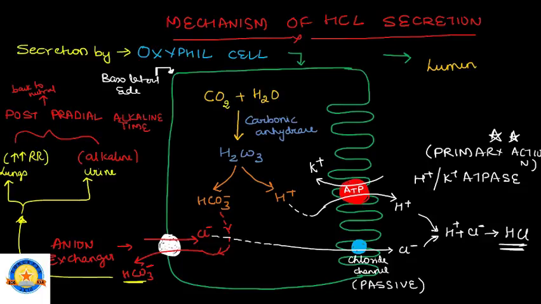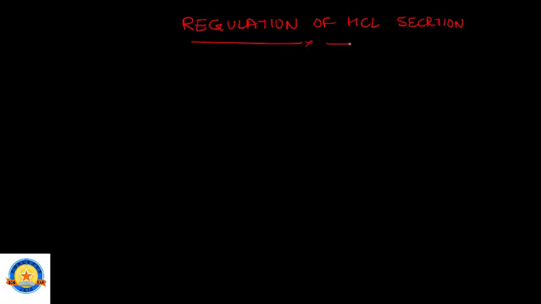Okay, so we will move on to the next topic. The next topic is called regulation of gastric secretion, regulation of HCl secretion. That also we will learn by a diagram. Mainly you have to know what the hormones involved in regulation are. First, we will learn the names of the hormones.